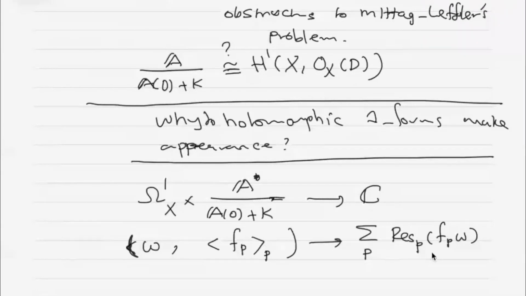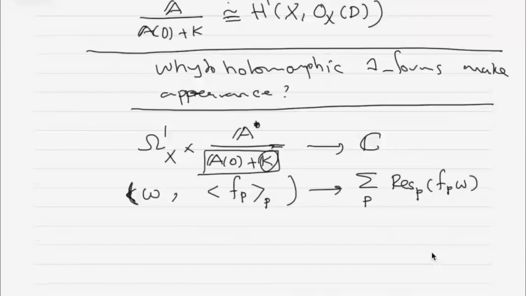And in fact, if something is in here, it will go to zero. The reason for that is that the sum of residues of a meromorphic one form is zero. Because if something is in K, when you multiply with omega, it becomes a meromorphic one form, and therefore the sum of residues is zero. And therefore you get a map from omega 1x into the dual of A over A of 0 plus K.